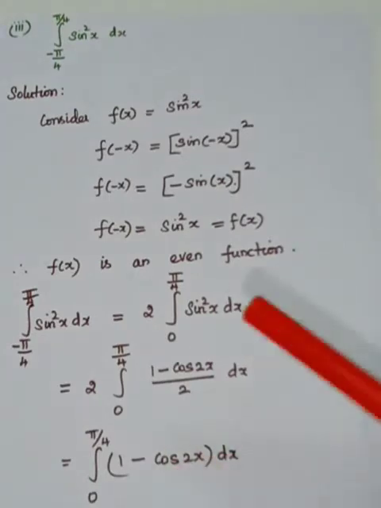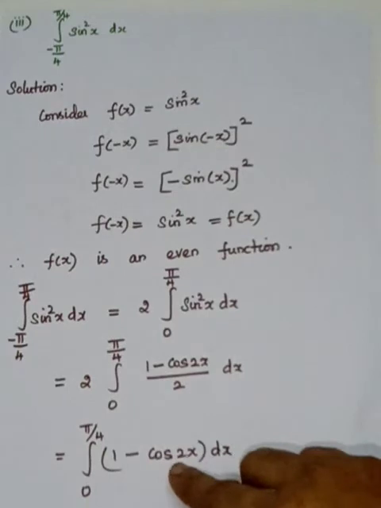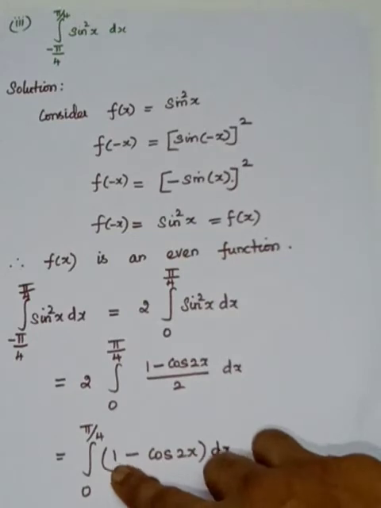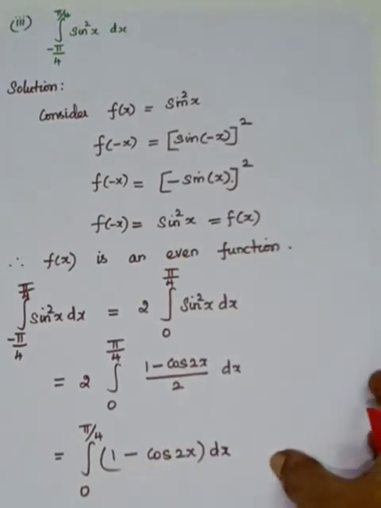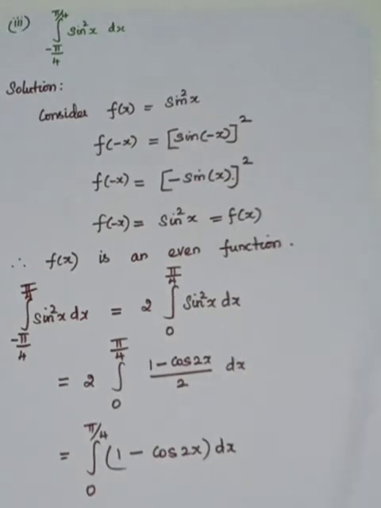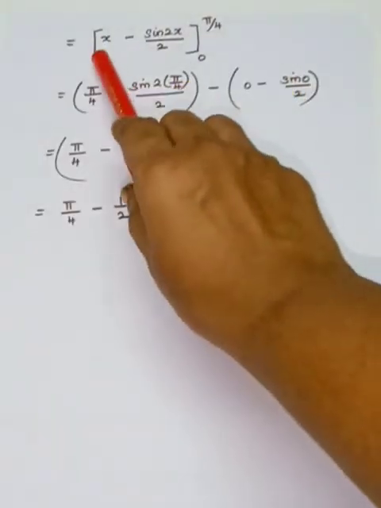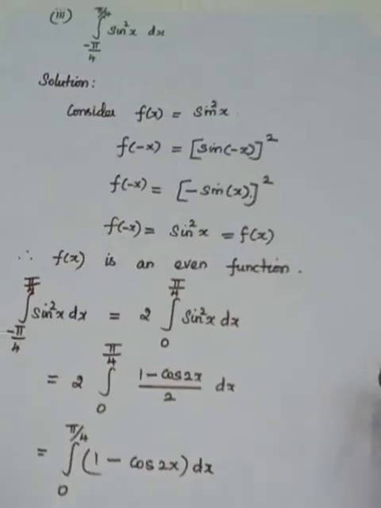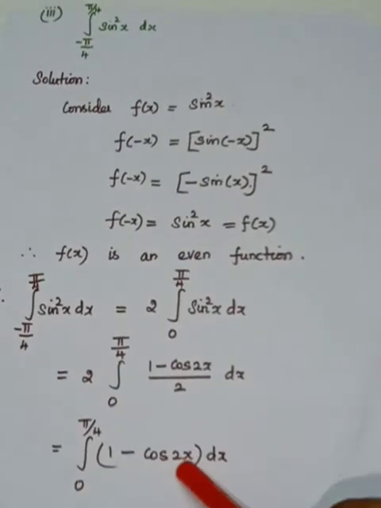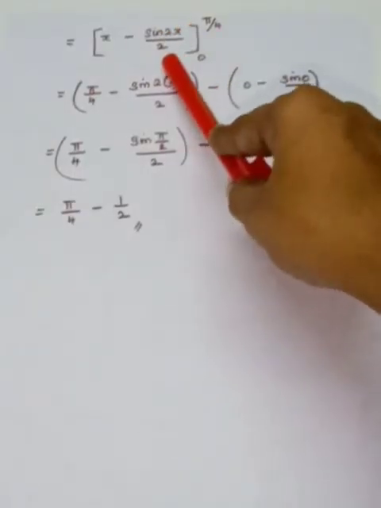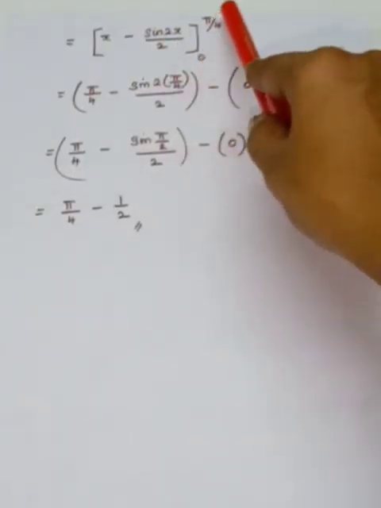So this has to be integrated. You see that here you are having two terms, in between you are having minus, so separately you have to integrate. The first term is 1 into dx, that is integral dx. What's the answer? It is nothing but x. Minus, in between you are having minus. So the second term is what? Cos 2x. How to integrate cos 2x? It is nothing but sin 2x by 2. And you have to write the limit 0 to pi by 4.